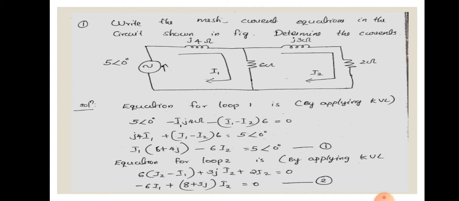What is this representing, 5 angle 0? You might have studied it. 5 angle 0 is the polar representation, right? R angle theta is the polar representation, and R angle theta can be written in the form R cos theta plus R j sin theta. You might have studied it. And 5 angle 0 is a polar representation.